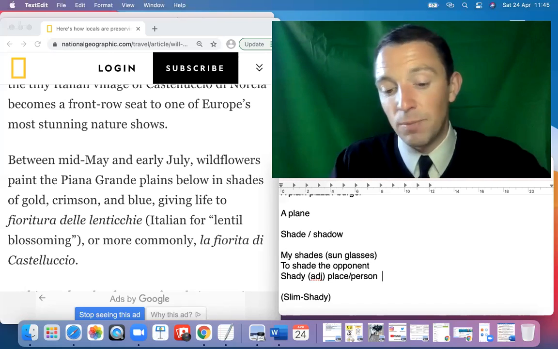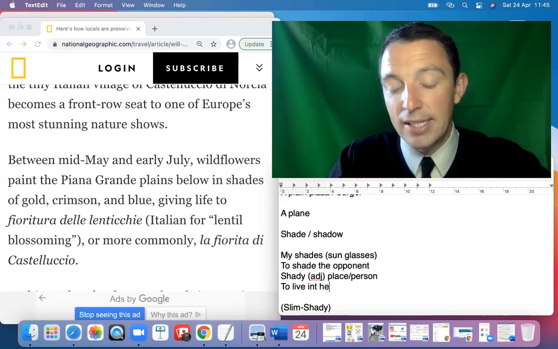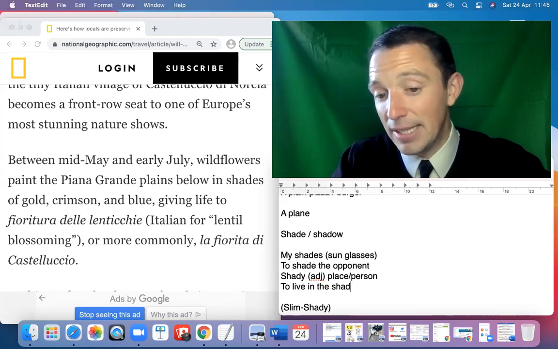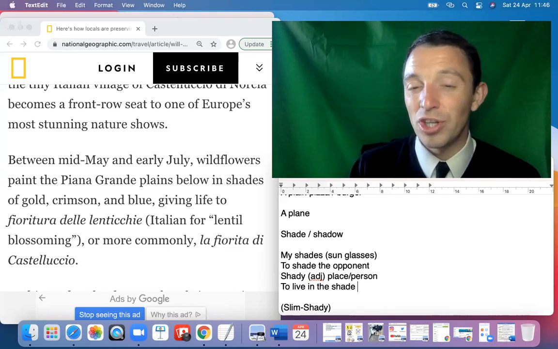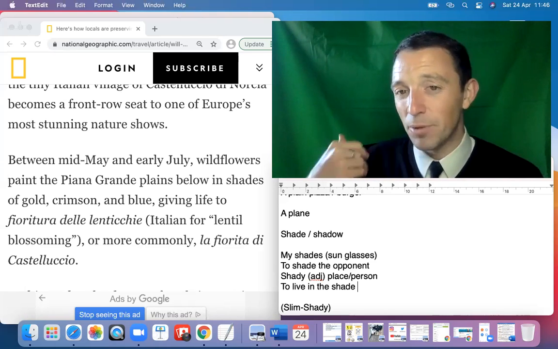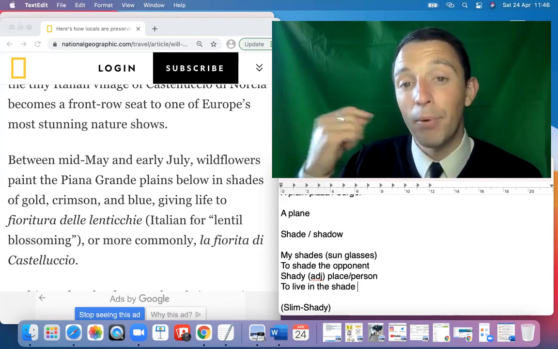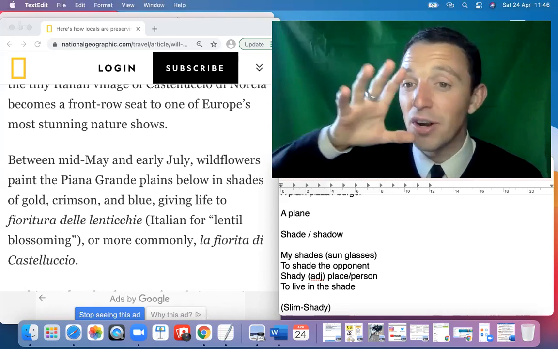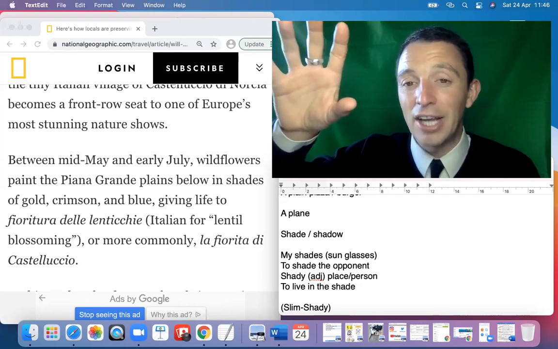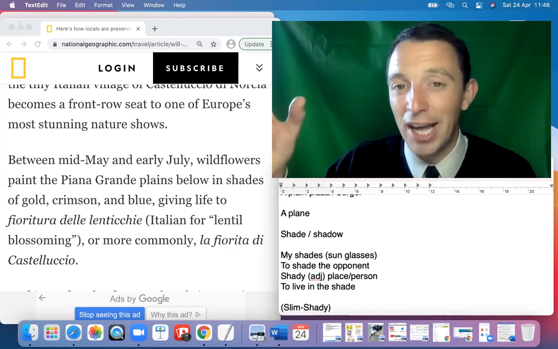Then we have another expression. We say to live in the shade. It means that you're very quiet. You're maybe antisocial. You like to live individually away from other people. So you live in the shade, but it's possible for the parent. So if your parent is very famous or your parent is maybe well known and you live in the shade or you live in the shadow.